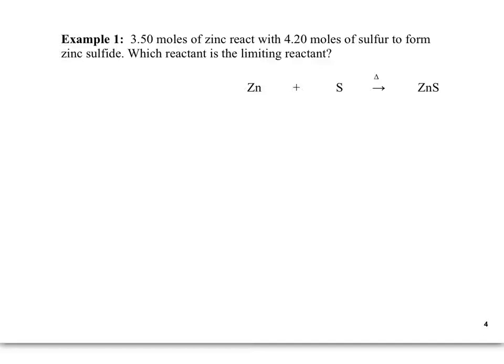In example 1, we've got the moles of zinc given and the moles of sulfur given. So we have the moles given for both reactants. What we're asked to do here is find the limiting reactant, the reactant we're going to run out of first. So I can start my BCA table filling in the appropriate amounts in the before row. Now I have to determine which one of the reactants I'm going to run out of first.